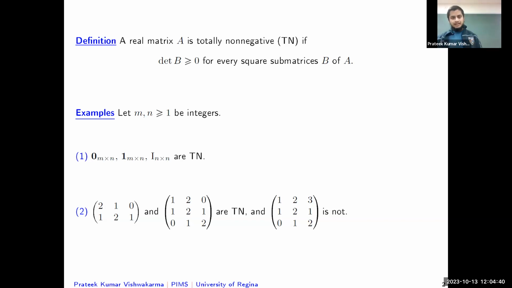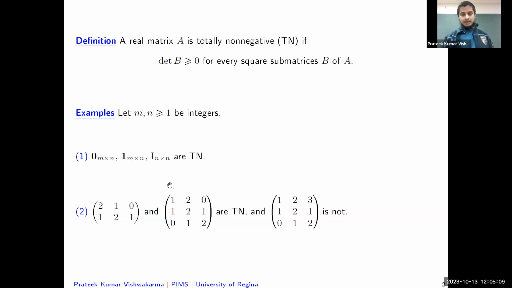non-negative. So for example, the zero matrix obviously is totally non-negative. The matrix with all entries 1 is also totally non-negative. The identity matrix is also totally non-negative. This 2 by 3 matrix over here is also totally non-negative because all of the entries are non-negative, and all the 2 by 2 minors, the three 2 by 2 minors in this matrix, are also non-negative.